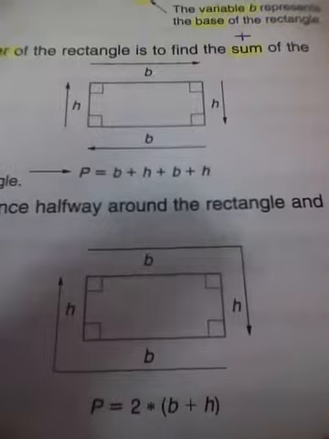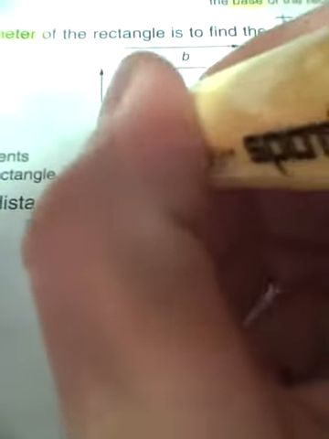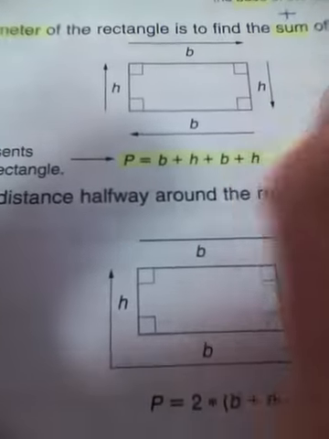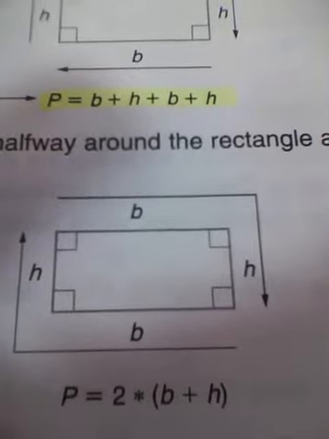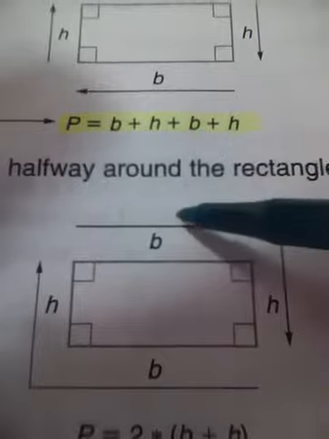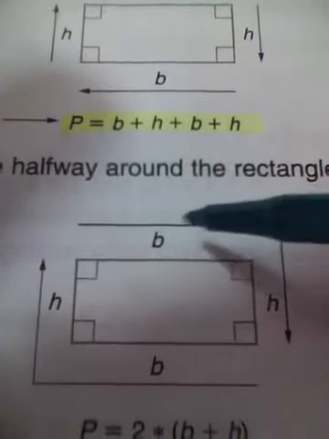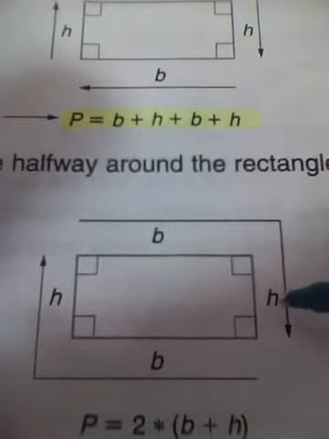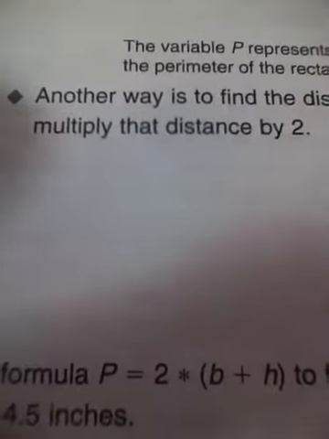So one way to do it is right here. We'll let p stand for the perimeter. Perimeter equals base plus height plus base plus height. Okay, simple enough. So all that means is once I find what b equals and once I find what h equals, I'm just going to go around in a clockwise manner and add up b plus h plus b plus h. Now, another way is to find the distance halfway around the rectangle and multiply the distance by 2.